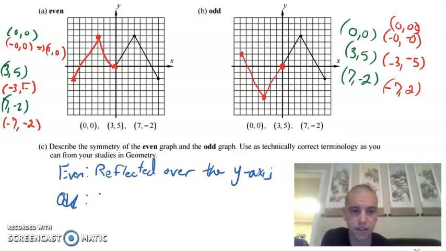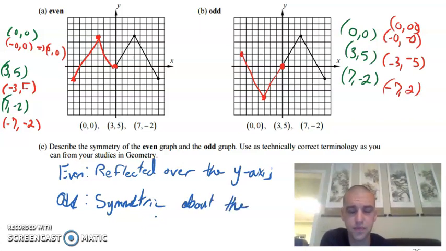Odd's a little bit different. Odd is symmetric about the, if you don't remember this, I don't think it's going to matter if I sat here and waited for you. Symmetric about the origin. What does symmetric about the origin even mean? You're probably thinking to yourself.